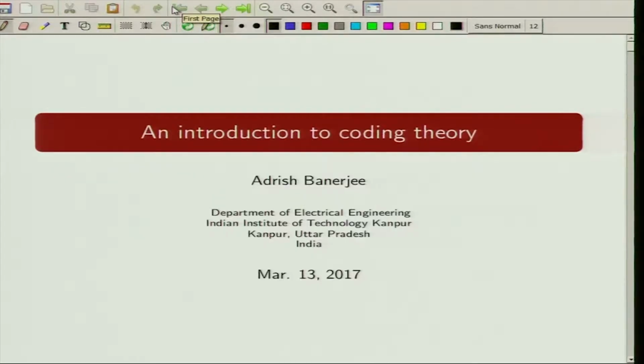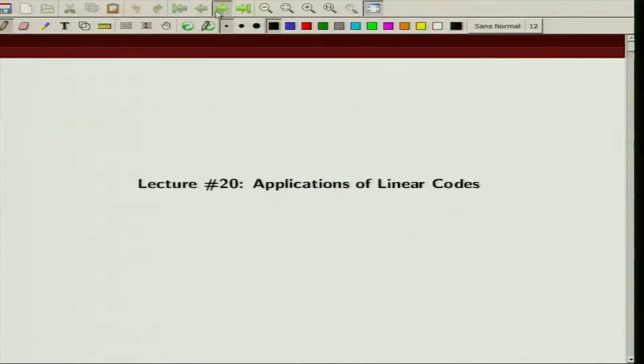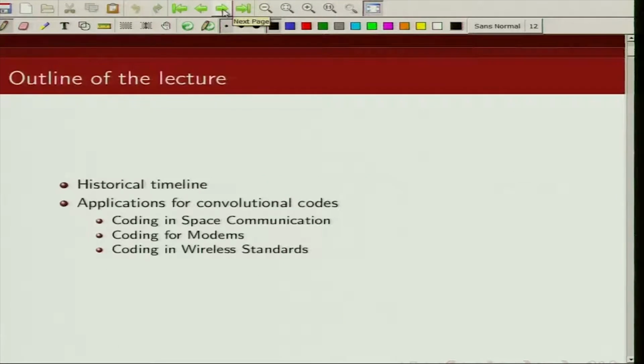Welcome to the course on an introduction to coding theory. In this lecture, we are going to talk about applications of linear block codes. Before we do that, we'll first talk about a brief historical timeline of how error control coding has progressed over the years. Then we are going to talk about applications for convolutional codes.